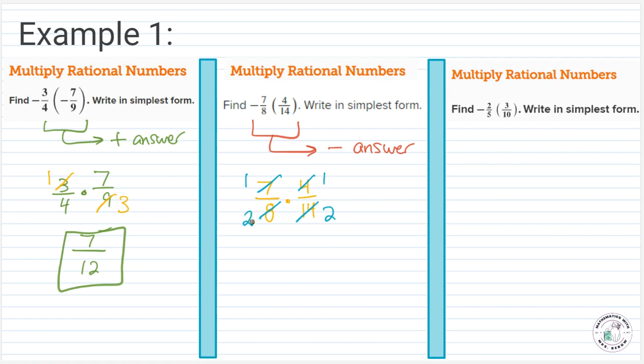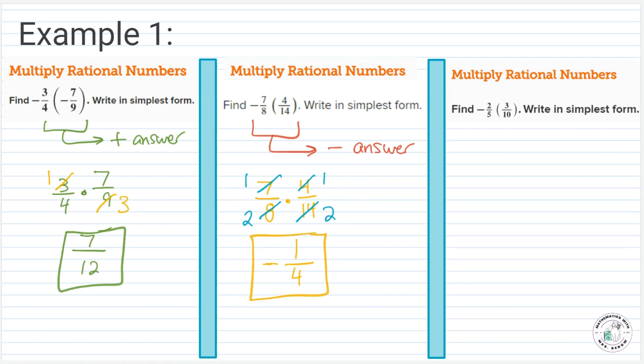And then we just need to multiply our numerators. So 1 times 1 is 1. And then multiplying our denominators, 2 times 2 is going to be 4. And then, again, we did say this is a negative answer, so we need to make sure we put our negative sign out front. So this is going to be negative 1/4.